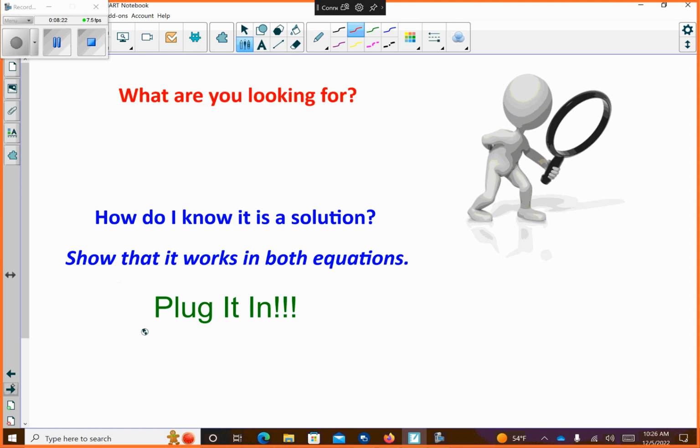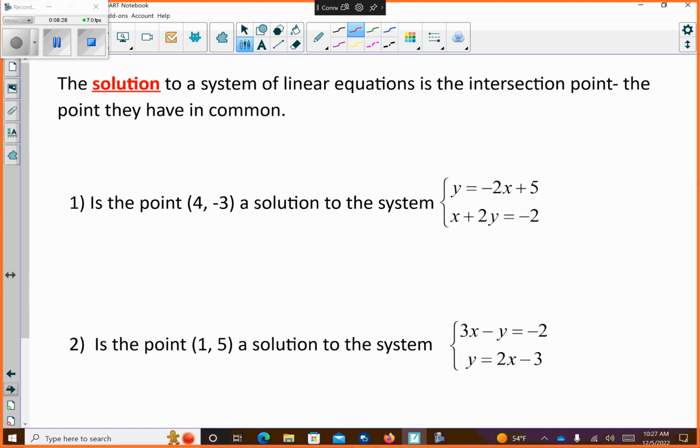So what are you looking for? You are looking for a point. Okay, you're looking for a point. So let's take a look. This one, they don't want us to graph it. They just want to know if this point is a solution. So we have to know that this is x, this is y, and we're going to plug both of them into our equations.